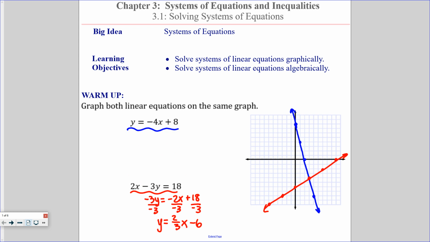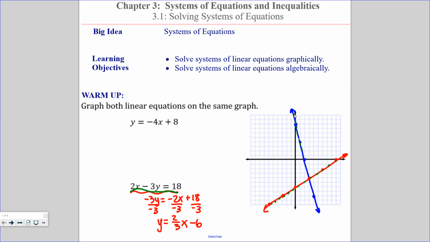Okay. So your line should look like this. Now, if I talk about solutions to a line, that's every single point that lies on the line. All of these points would be solutions to this equation. Okay. And same with the red line. All of these points that lie on this red line. We're just graphing all of the solutions to this equation.